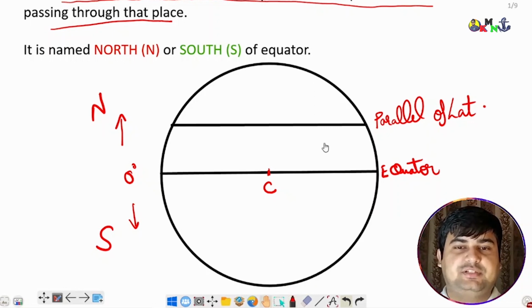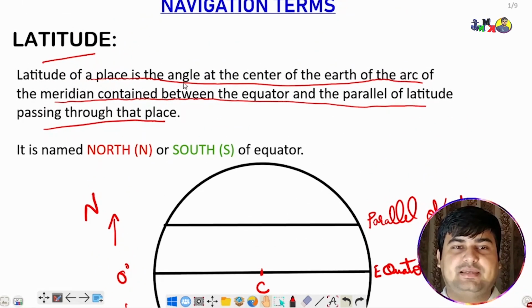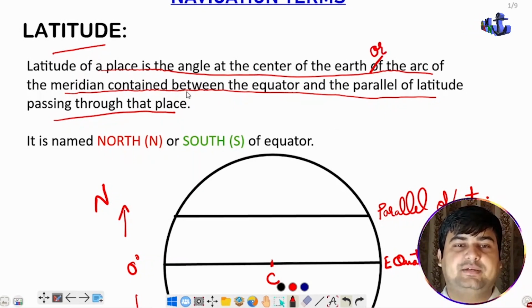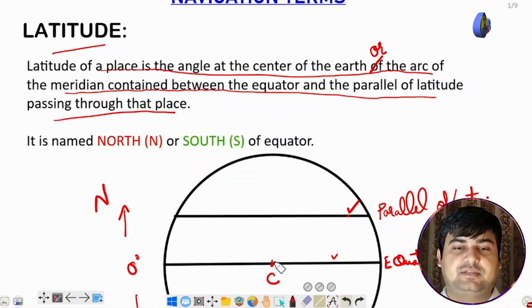So what our definition is explaining, latitude of a place is the angle at the center of the earth, or the arc of the meridian contained between the equator and the parallel of latitude passing through that place. So this is parallel of latitude, this is equator, so it is the angle at the center of the earth. So at the center of the earth we will mark one angle. From here to here, this angle. So this angle is called latitude.